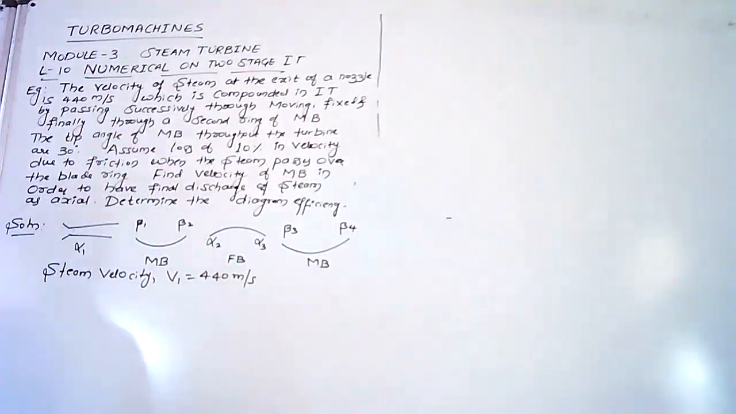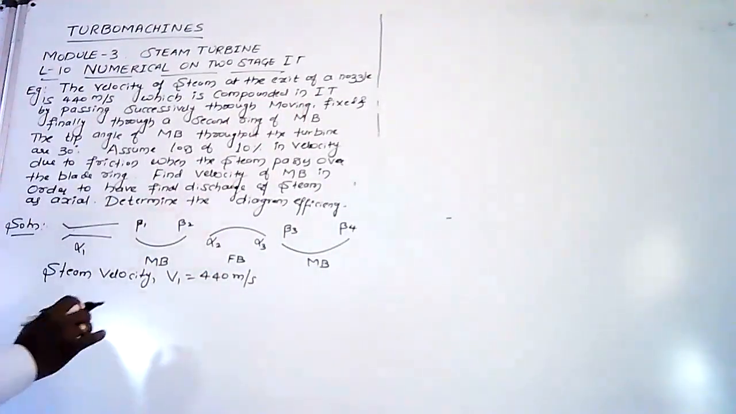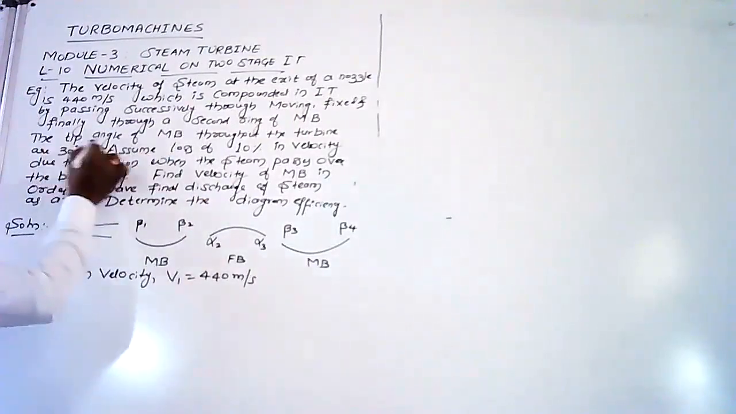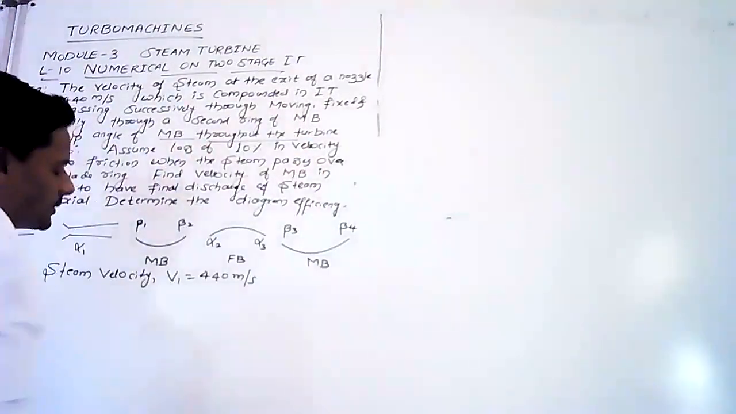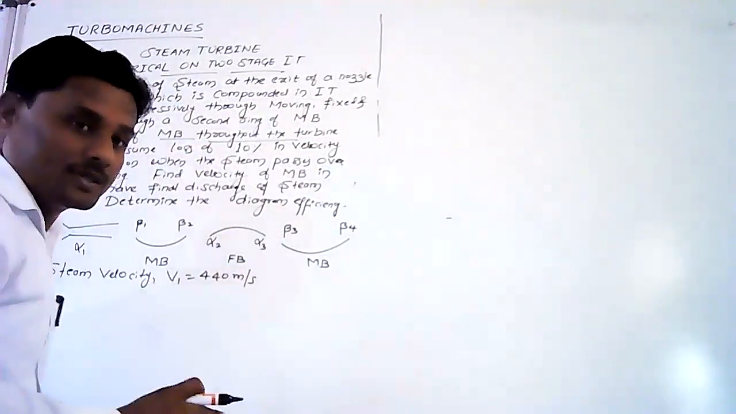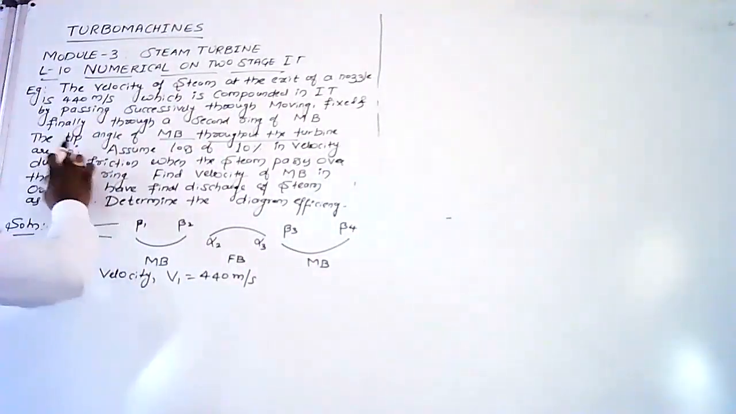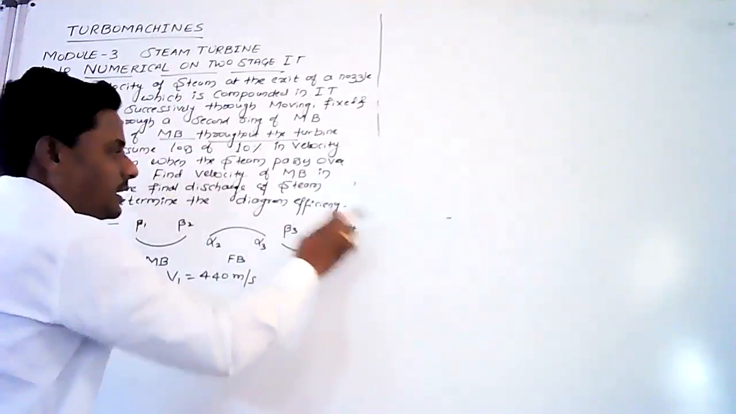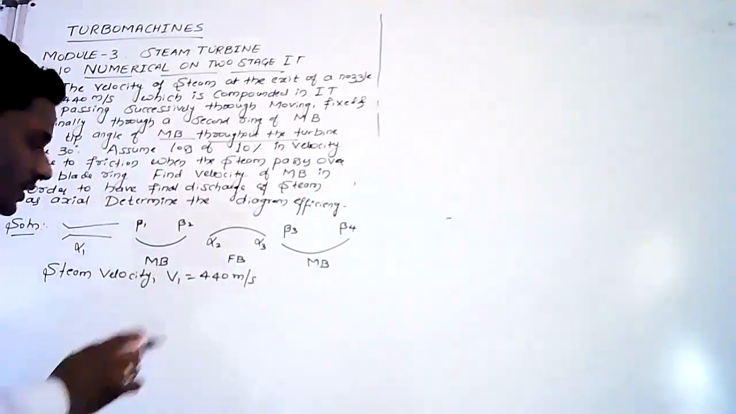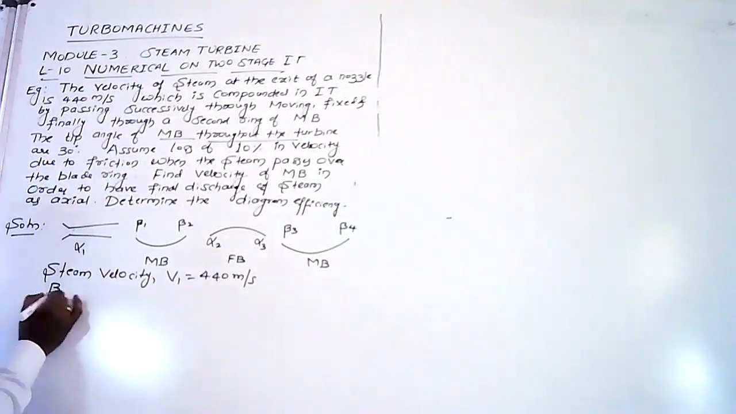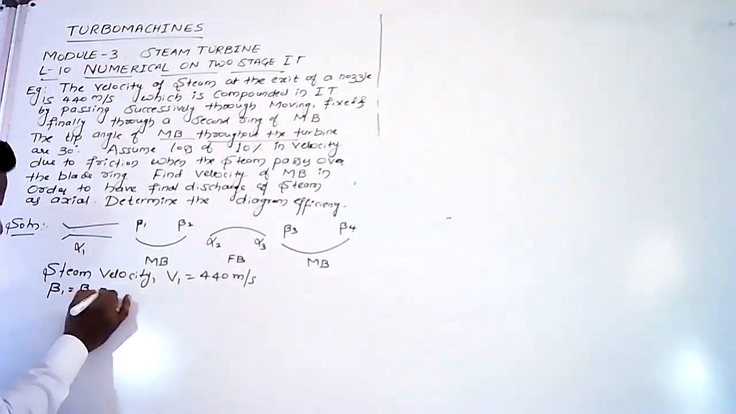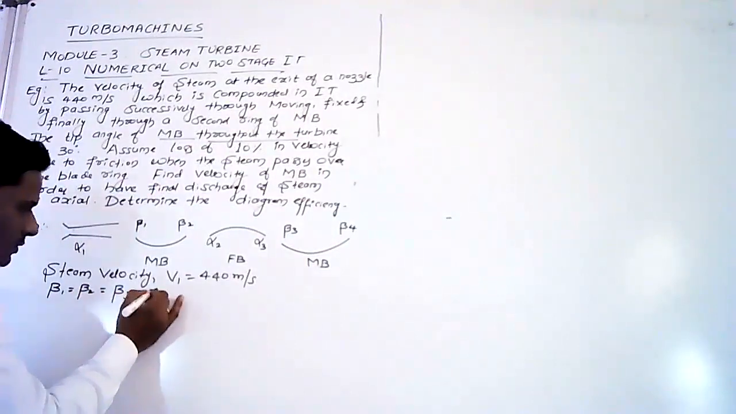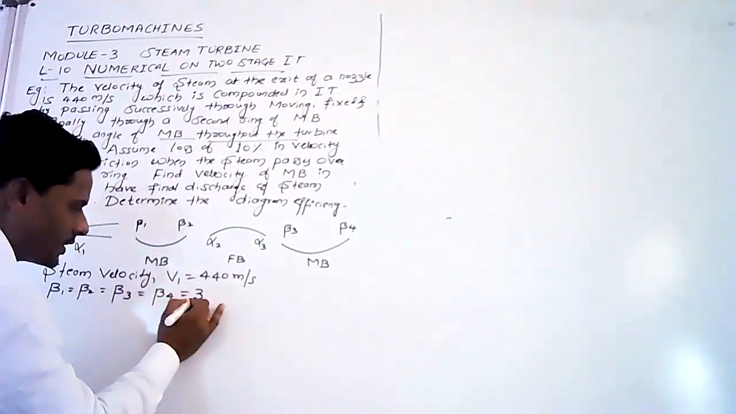Next, compounded in impulse turbine, by passing successively through moving, fixed, and finally through second ring of moving blades. The tip angle of moving blades throughout the turbine is the same, which equals 30 degrees. For the moving blades, we have the tip angles beta 1, beta 2, beta 3, and beta 4. They are equal to 30 degrees. So here, beta 1 equals beta 2 equals beta 3 equals beta 4, which equals 30 degrees.